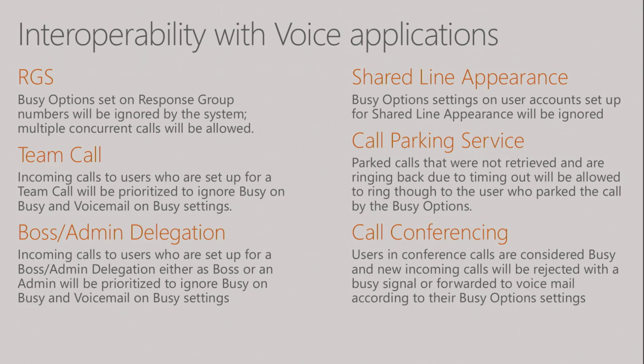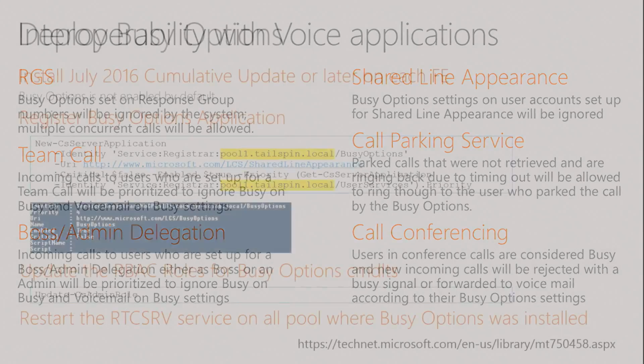Right? So I have team call set up. Incoming calls to users who are set up for a team call will be prioritized to ignore busy on busy and voicemail on busy. Right? So I prioritize the team call action and let the team call ring multiple people rather than immediately sending back a busy tone, because that'd be kind of rude. Right? Maybe I'm on a call and 4 of my other people that are in my team are not. Well, there's no reason to send that back as a busy signal, right? Just because I'm busy, let's let the other 4 people, if they're available, go ahead and pick up that call. So it's a good slide to have as a reference if you're looking at interoperability with the other voice apps.